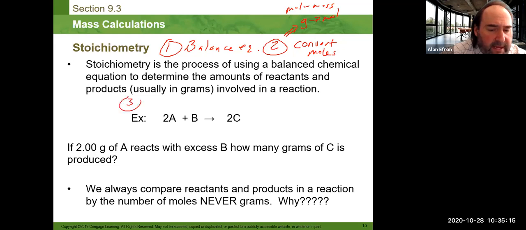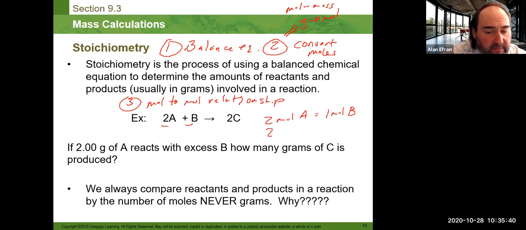Now, the third step is actually the stoichiometry step. That's the mole-to-mole relationship, and it again comes from the balanced equation. So, for example, in this one that we're looking at here, we could use just the coefficients, and we basically say for every 2 moles of A, we can react it with 1 mole of B. We could also say for every 2 moles of A we throw in there, we can get out 2 moles of C. We could also say for every 1 mole of B we put in there, we could get out 2 moles of C.